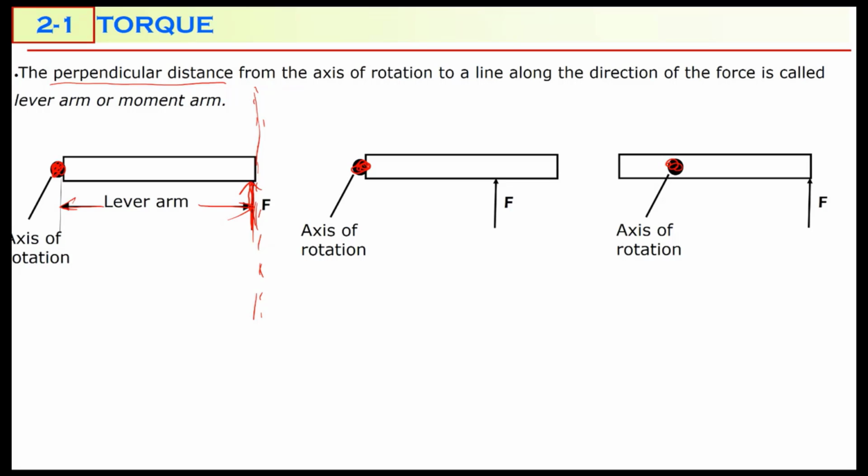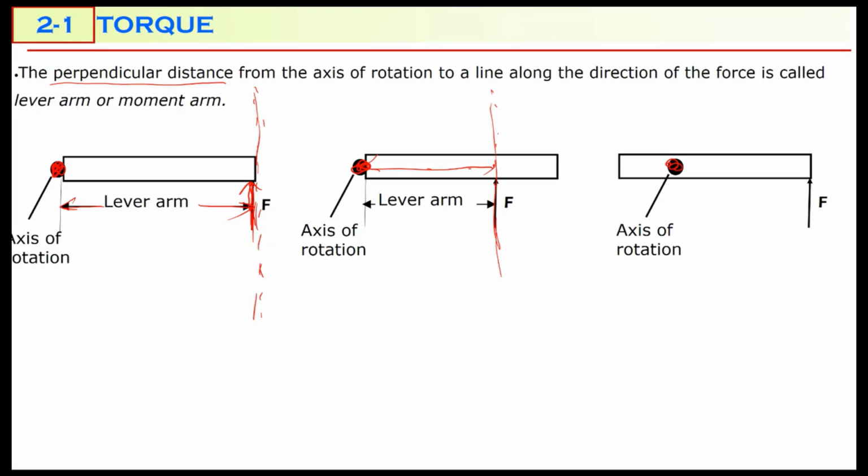But in the second one, I applied the force not at the edge, not at the tip, somewhere close to the middle. So in this case, the perpendicular distance will be shorter compared to the first one. So this is the lever arm for the second picture. So the perpendicular distance from the axis of rotation to a line drawn along the F is going to be this distance, the lever arm.